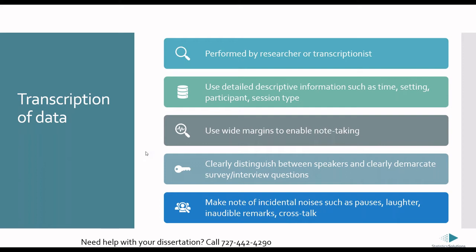It can also be helpful to make note of incidental noises. Okay, this is particularly important for specific types of data analysis, but making note of where a participant pauses in conversation, where they laugh in conversation, where they cry, okay, all of this provides context for the interview, right? So it's good to have these kinds of information and not just the transcript of the interview itself.